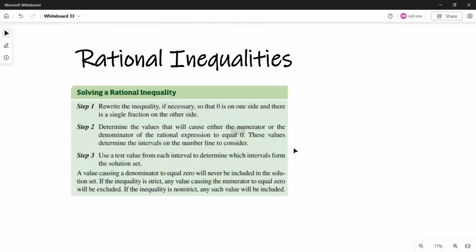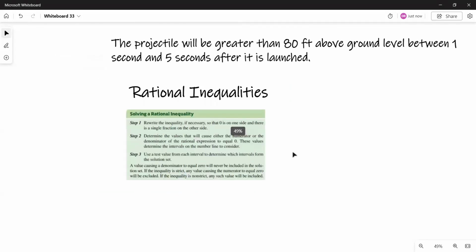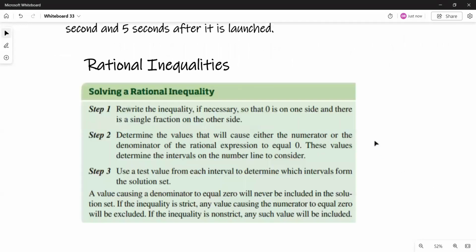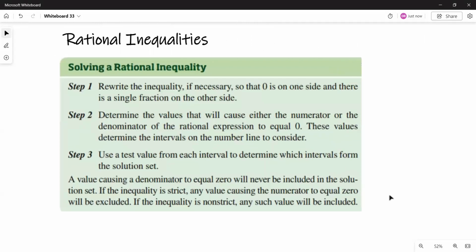On page 156. So on the first step, we're going to rewrite the inequality if necessary, so that 0 is on one side and there is a single fraction on the other side. Second step, determine the values that will cause either the denominator or the numerator of the rational expression to equal 0. So these values determine the intervals on the number line to consider, and use a test value from each interval to determine which intervals form the solution set.